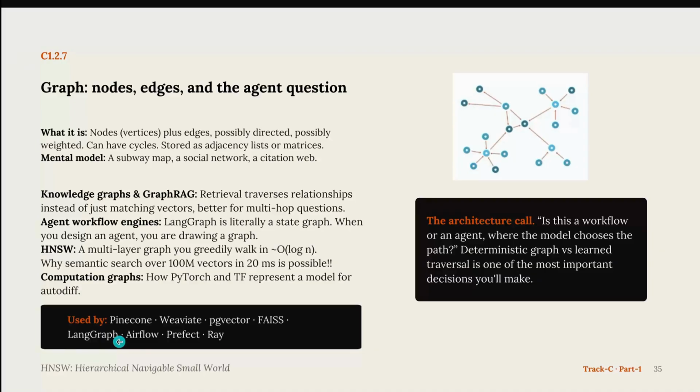Then the architecture call that a PM needs to take or discuss with the engineering team. Hey, is this a workflow or an agent, where the model chooses the path? Deterministic graph or learned traversal is one of the most important decisions you will ever make. Okay, so if you need very strong answers, then you will have to go with deterministic graph versus learned traversal.